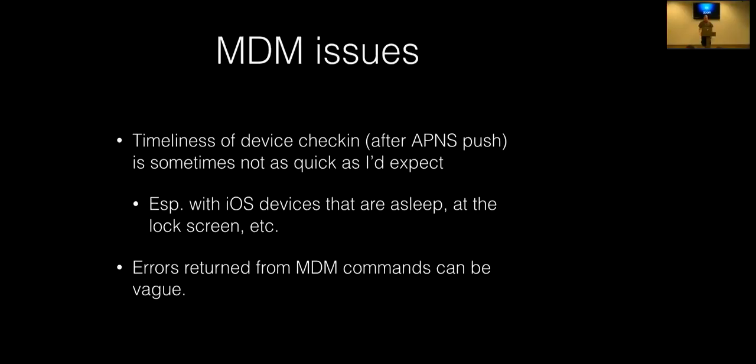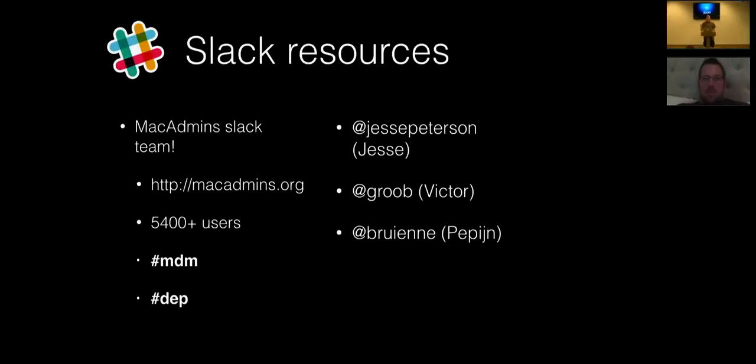MDM issues. I've seen, and again, this is probably old news, and maybe it's just me, the timeliness of device check-in not be as quick as I'd expect, especially with iOS devices that are asleep or at the lock screen. I usually get very immediate feedback from the device, but feedback for push commands is a little vague. You send something and it just sends you back failed with a negative 2,100,000,100. What does that mean? Thanks, Apple.